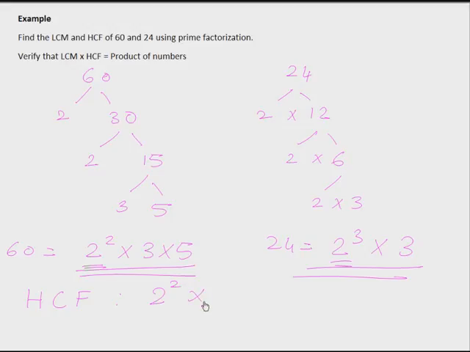Next, the prime 3 occurs once in 60 and once in 24. So I'll just take the prime 3 once. Next, the prime 5 occurs once in 60 but it doesn't occur in 24. So it cannot occur in the highest common factor. If I put in a 5, this number will not be a factor of 24 because 5 is not in the prime factorization of 24. So I'm done. This is the highest common factor. It's 4 into 3 equal to 12.